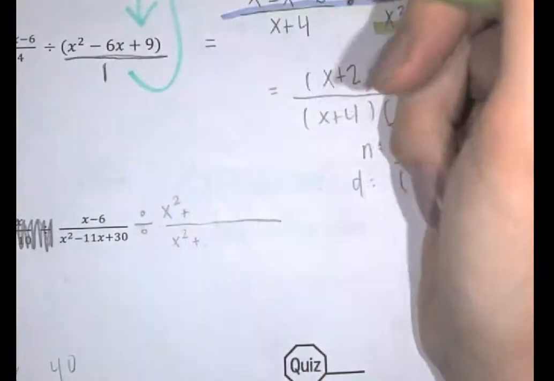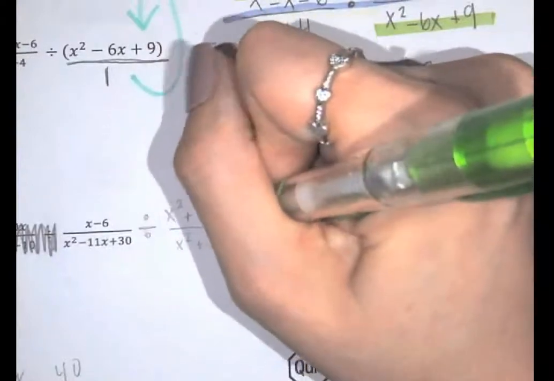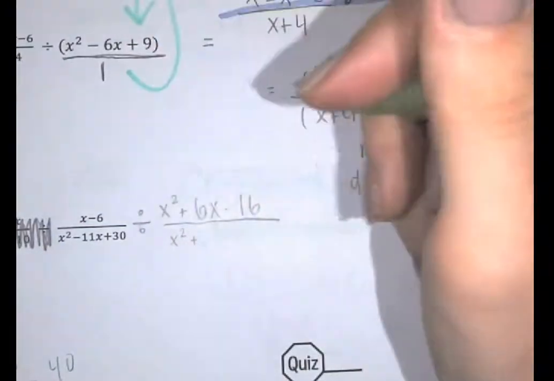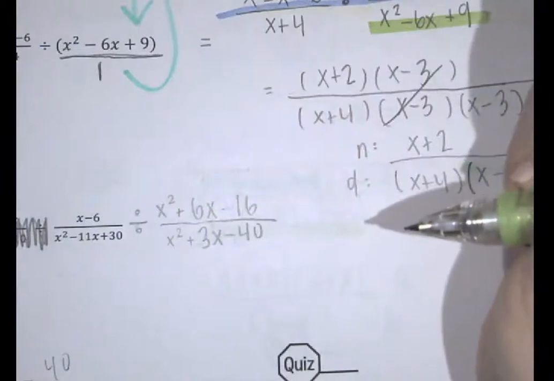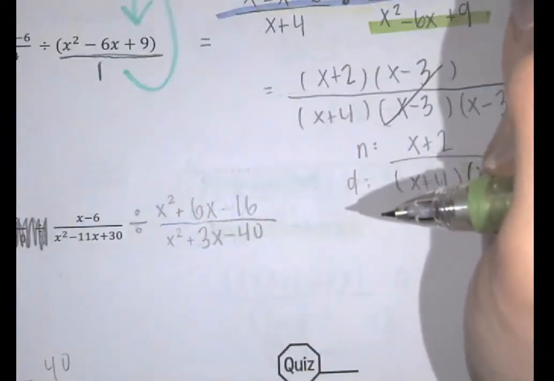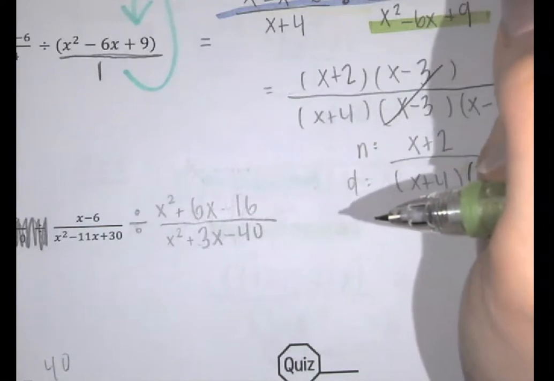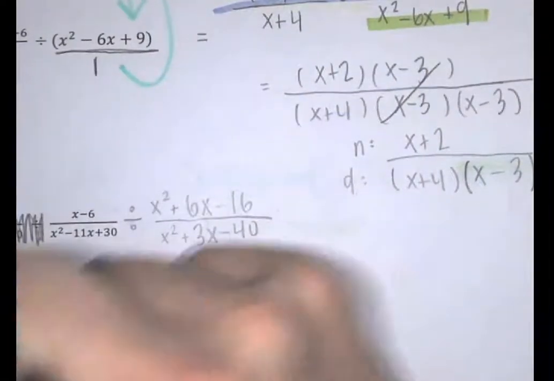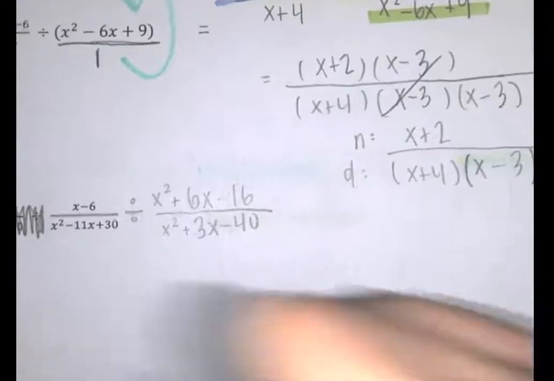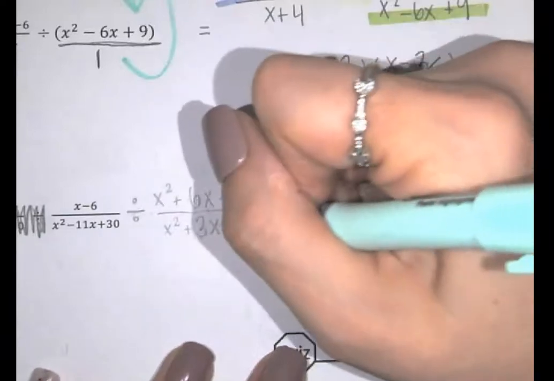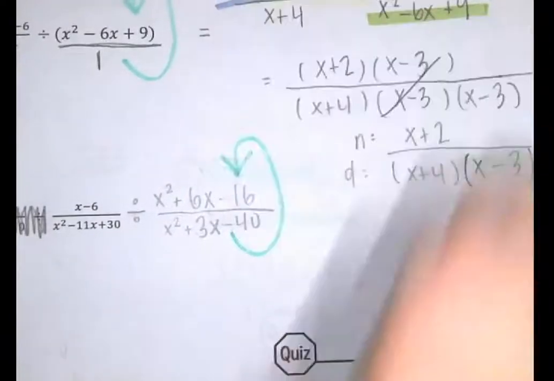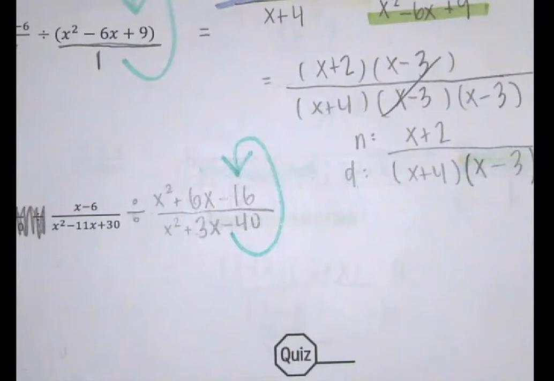So in the top, we needed to have plus 6x minus 16, and in the bottom we needed to have plus 3x minus 40. I'm pretty sure that's what I intended. Okay, so then when we flip this fraction, it'll look like what I had you write down in the first place.